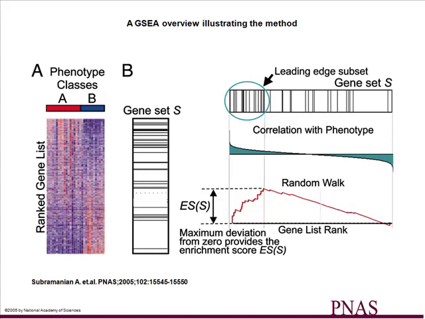Okay, so one other thing that I want to say is that wherever this ES score reaches the maximum, they call this the leading edge subset. These are the genes in this set that appear before you get to this highest enrichment level. So they call this sort of an obvious cutoff.